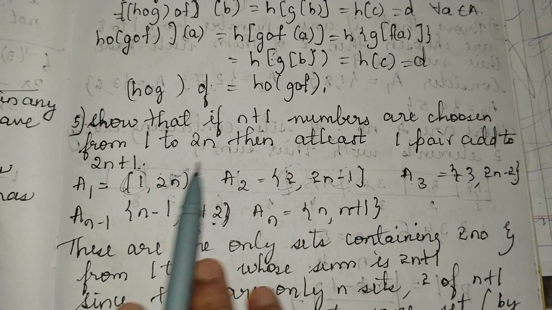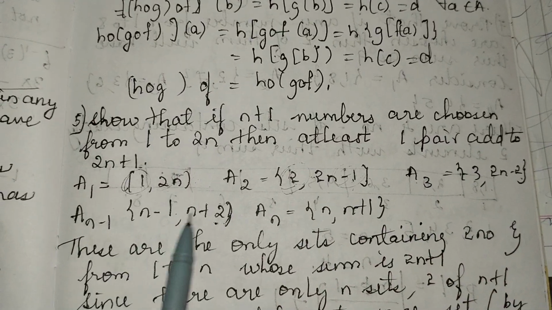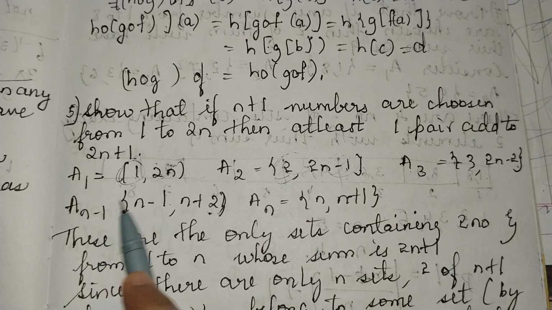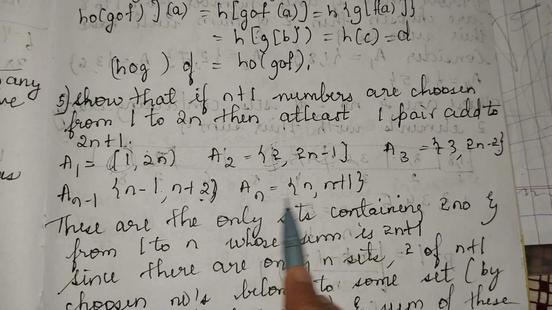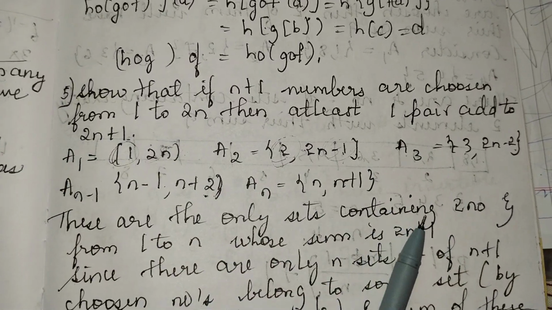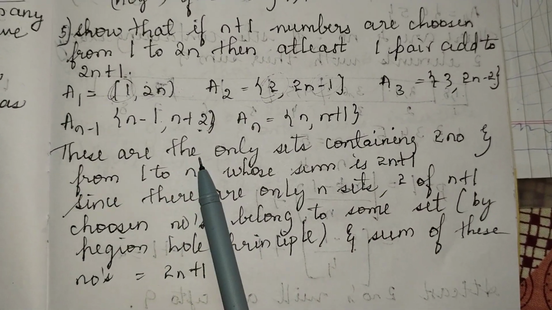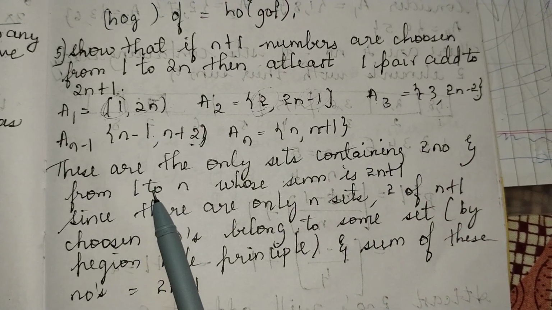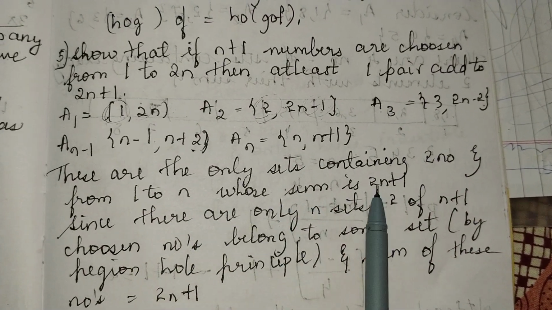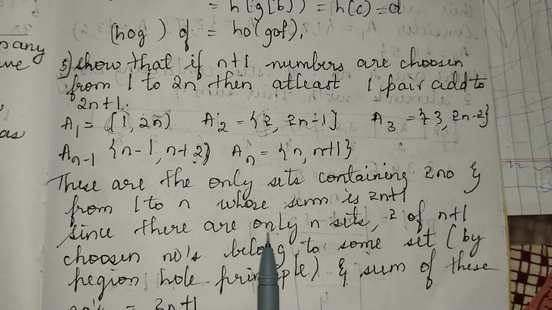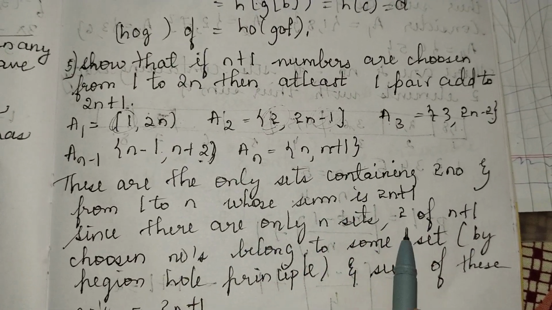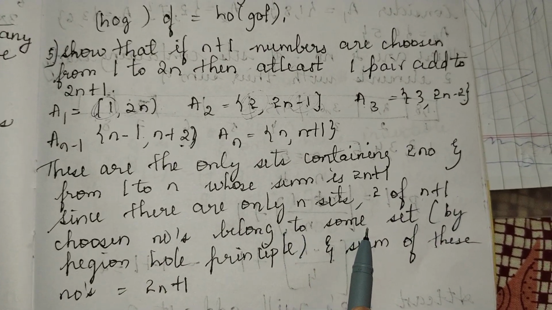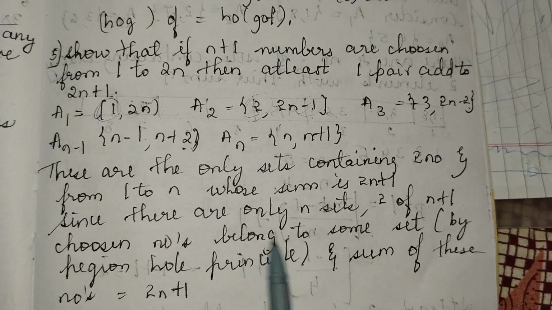Similarly here, now you played with the left hand side, right? Now you go with the minus part. Same thing, here you apply n minus 1. Then you check for n. These are the possible sets that we will be getting. So these are the only sets containing two numbers from 1 to 2n whose sum is 2n plus 1. Since there are only n sets, 2 of the n plus 1 chosen numbers belong to some set by the pigeonhole principle.